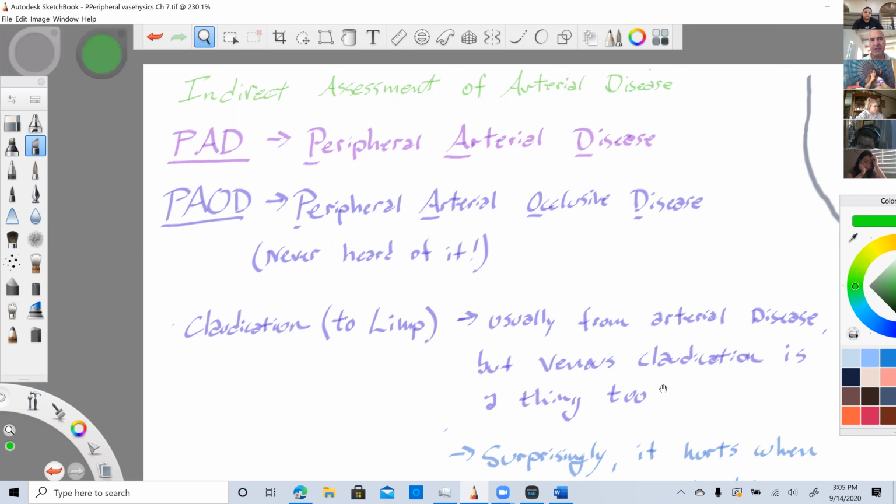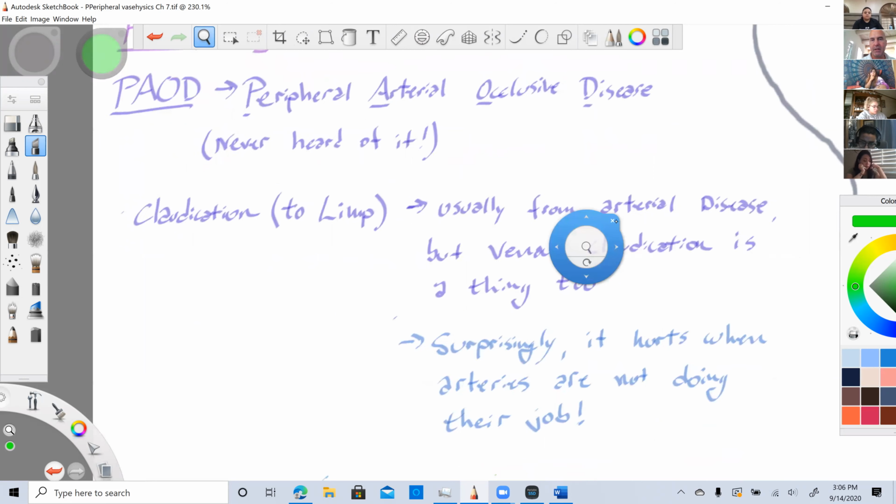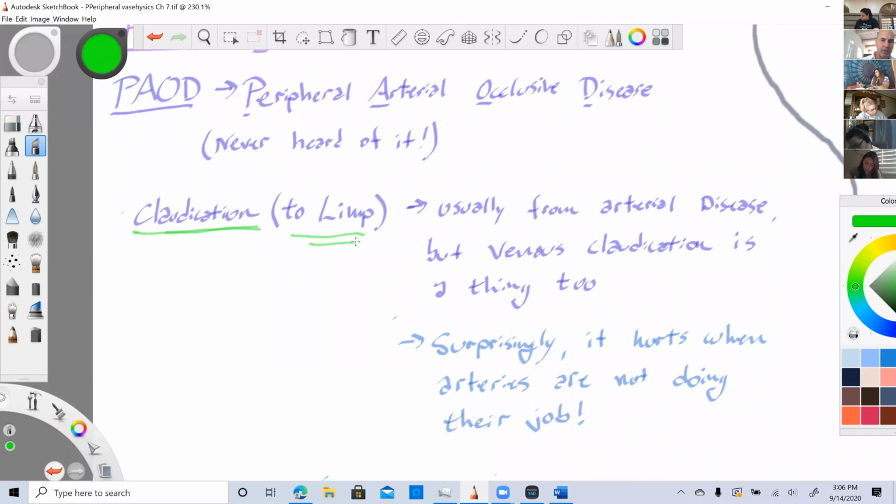Now, one of the biggest symptoms is simply claudication. Claudication, this is a big word. You're going to hear this all the time out there in the field. It simply means, in Latin, I think, to limp. So claudication, to limp. Usually when we're talking about claudication, and I had little extra notes in here that went away, apparently. This is usually arterial disease, but venous claudication is a thing too.